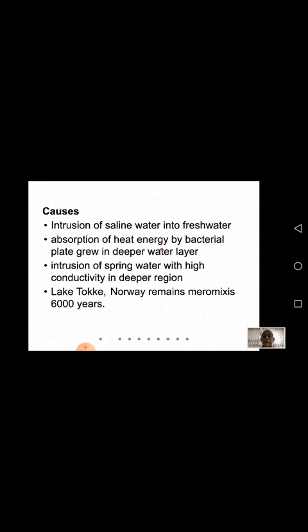And absorption of heat by a bacterial plate in the deeper water layer. If you have a very high concentration of bacteria at a certain depth of water, and you all know that bacteria are minute particles, then there is thermal stagnation, or a bacterial plate which absorbs an amount of heat, and that actually gives a protection against mixing.